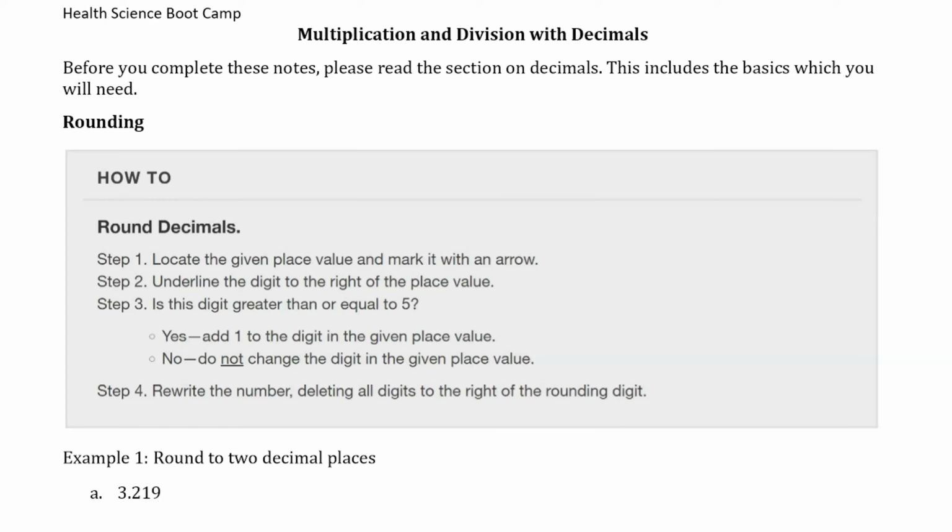This is the video for multiplication and division with decimals for the Health Science Bootcamp for Broward College. This is part 1, which will cover multiplication, and then part 2 will cover division.